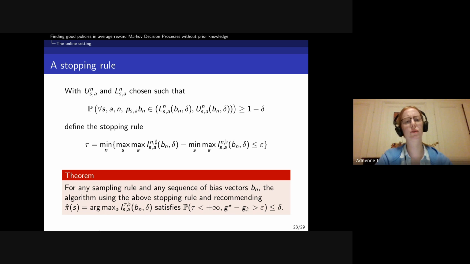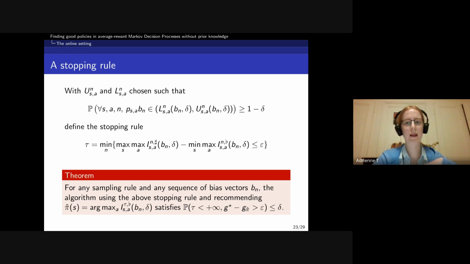Which leads us to our theorem that for any kind of sampling rule you might have, for any kind of sequence of bias vectors B, if you just stop whenever this stopping rule is met and you recommend the induced policy, then you are epsilon-delta PAC. And so now the only question is to find a good enough sampling rule to not just take random samples that might not be relevant.